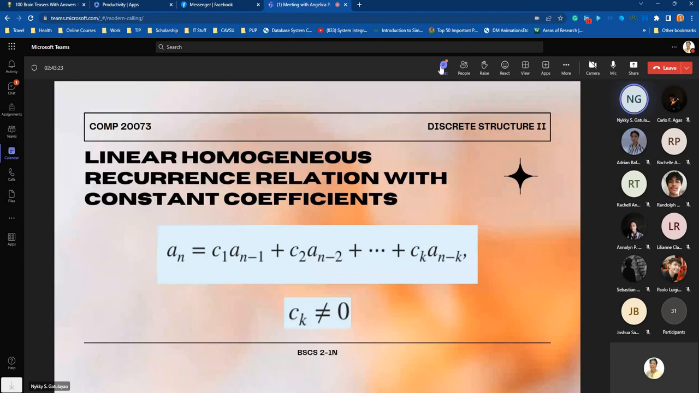A recurrence relation is called linear if its degree is 1. The general form of a linear recurrence relation with constant coefficients is a_n = c_1 a_{n-1} + c_2 a_{n-2} + ... + c_k a_{n-k}, where c_1, c_2, up to c_k are real numbers and c_k is not 0, because if c_k is 0, that means the order will change.